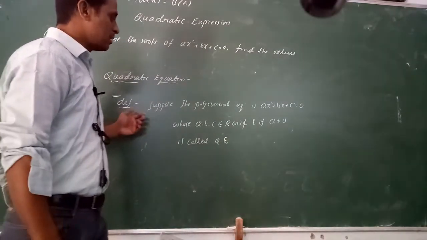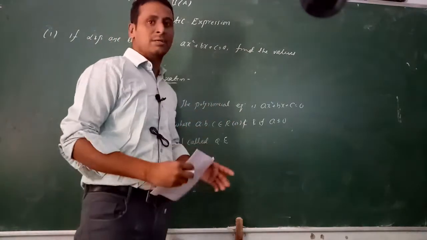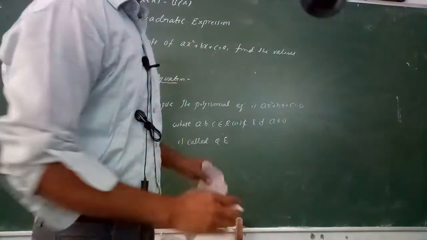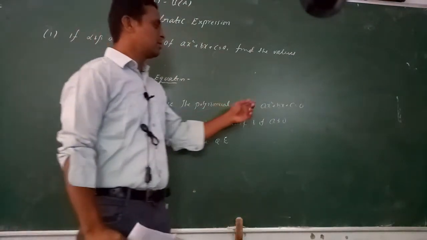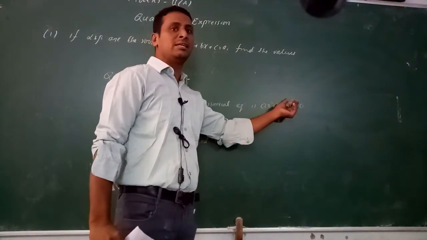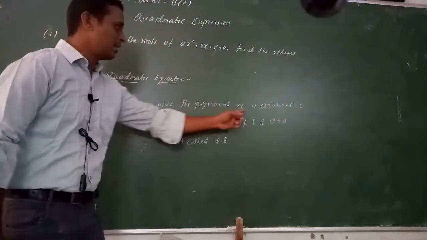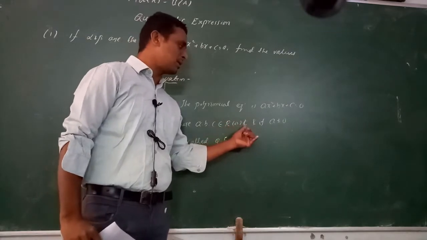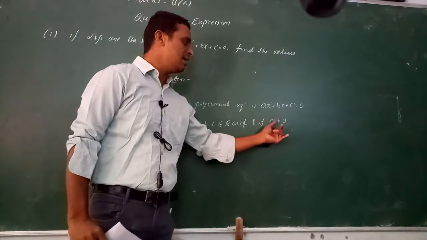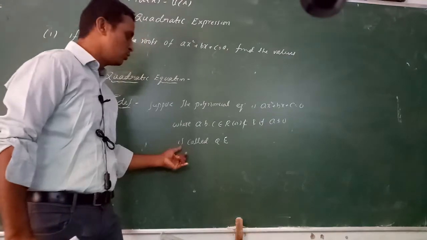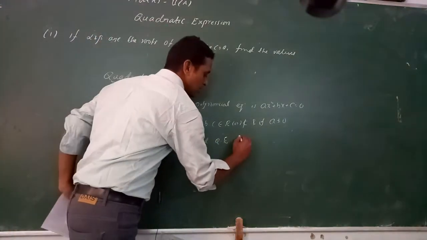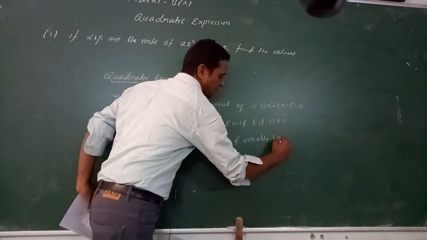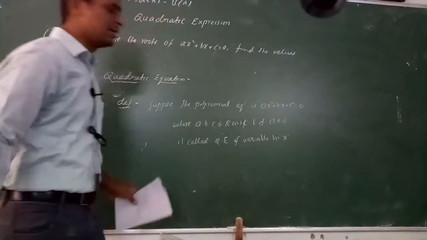So what is the definition here? The polynomial equation ax square plus bx plus c is equal to 0, where a, b, c are any real number or complex number. What is the condition here? a not equal to 0 is called a quadratic equation of the variable x. This is the definition.